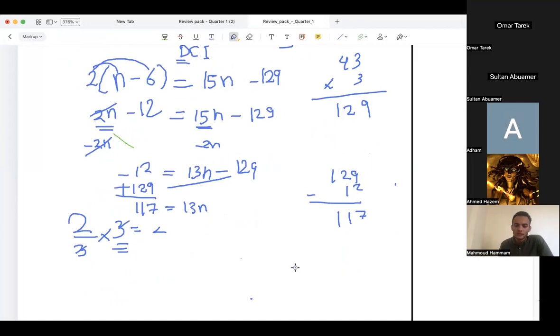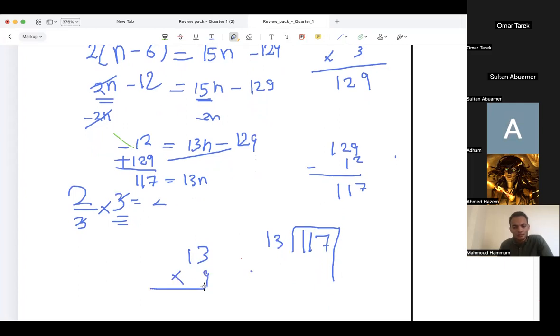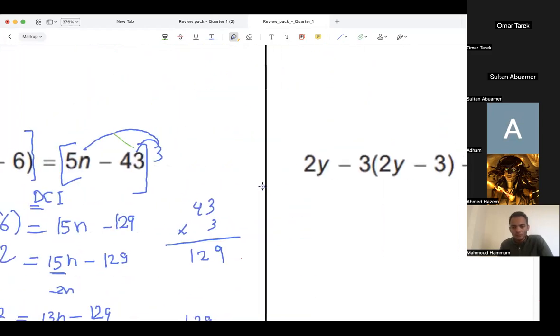And now you can do the long division. So 117 divided by 13. This is the question. And we have just said that 13 times 9 is 117. 9 times 3, 27. 7 and carry 2. 9 times 1 is 9, plus 2 is 11. So we have here 9 times 13 is 117. Subtract. So the answer is 9. n equals 9. Why? Because I divided by 13 left, and I divided by 13 right. So n equals 9. Right. Very good.